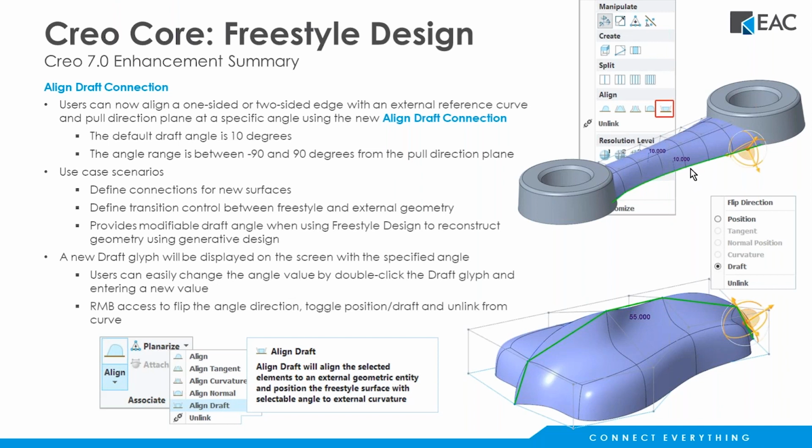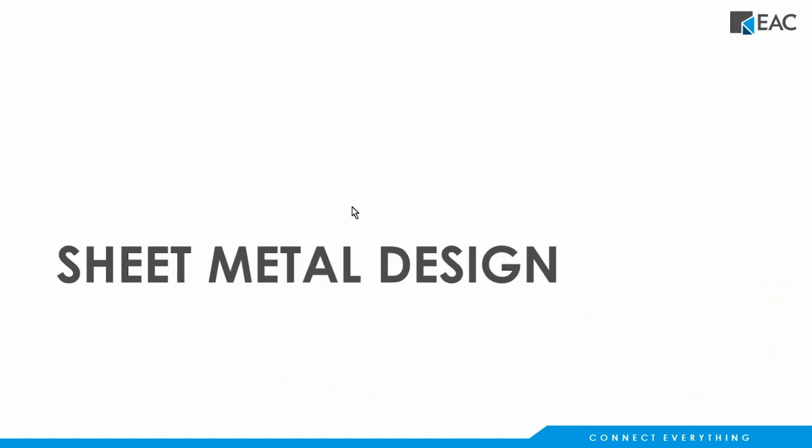But now, once it goes to that curve, we can also say we want to apply draft from that curve in a particular pull direction. By default, it puts in an angle of 10 degrees, but it can be anywhere between -90 and 90 degrees. So we can actually start to control the draft of our freestyle surface. And we can see there's a little icon here that represents adding that type of draft on with reference to a pull direction. So it's a new capability in the freestyle feature.